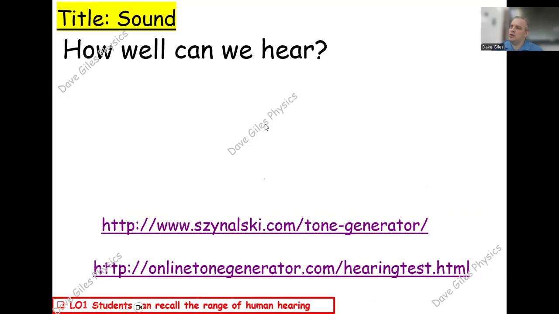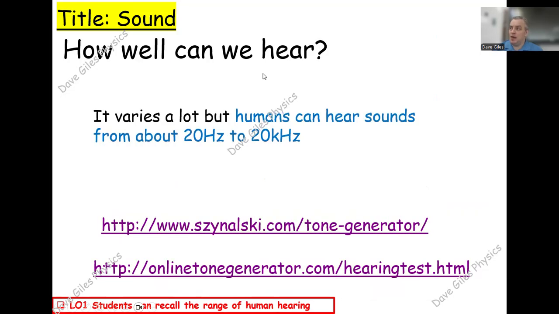However, the range of human hearing varies, but you can normally hear between 20 hertz and 20 kilohertz, which is 20,000 hertz. As you get older, your range of hearing decreases. I am almost 40, so I got up to about 14,000 hertz. If you're an IGCSE student, you're probably about 25 years younger than me, so the chances are you could hear a higher frequency than I did there.